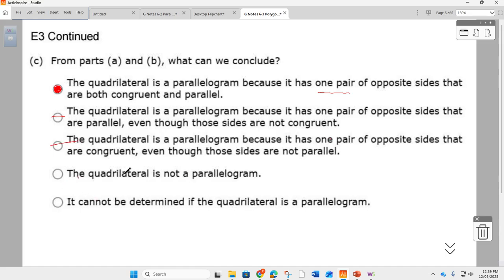The quadrilateral is not a parallelogram. No, we've proven it is. And then it says it cannot be determined. So none of those could possibly be the answer. This one's definitely right. There can't be more than one answer here. It doesn't really say for sure. It's not super clear. Could you give more than one answer? It should tell you that, though. But we've ruled out all the others anyway.